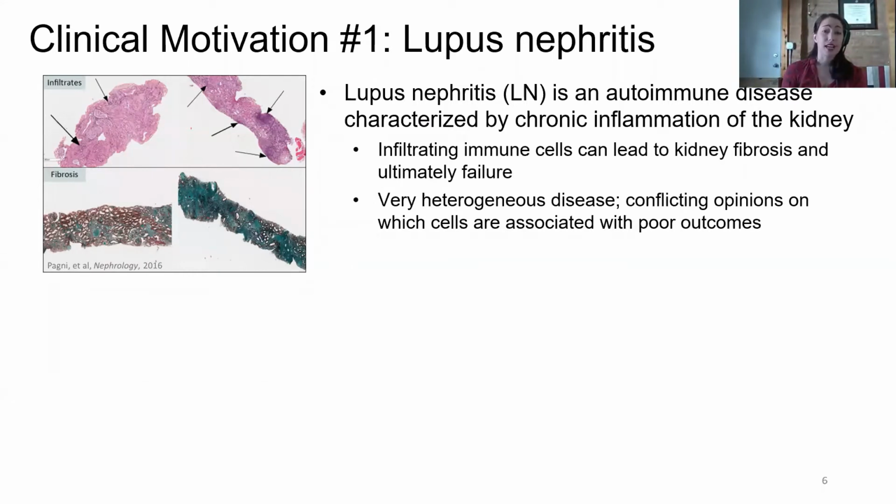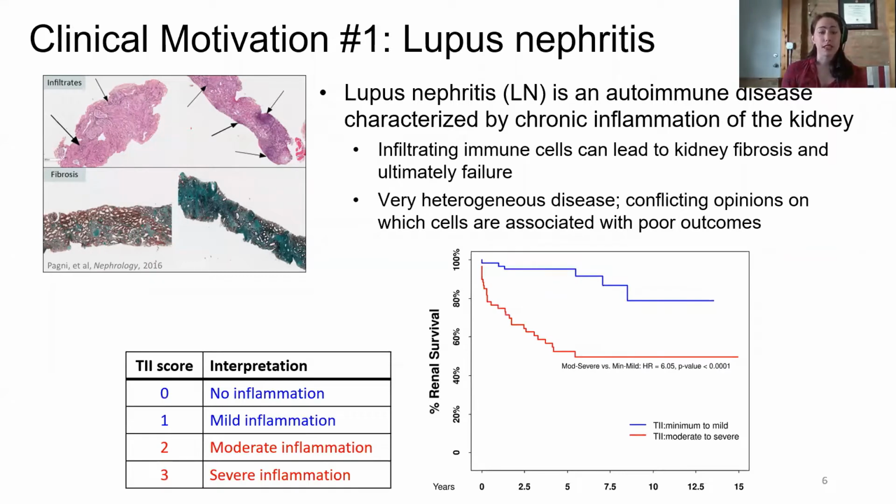Lupus is a very heterogeneous disease, and there are conflicting opinions on which cells are associated with poor outcomes and the mechanisms associated with that as well. If we look at this patient cohort that we have collected, you have a baseline quantification that a pathologist has done of the number of infiltrating immune cells within each of these samples. Patients are characterized by their TI score. 0 to 1 is no to mild inflammation, and 2 to 3 is moderate to severe inflammation.